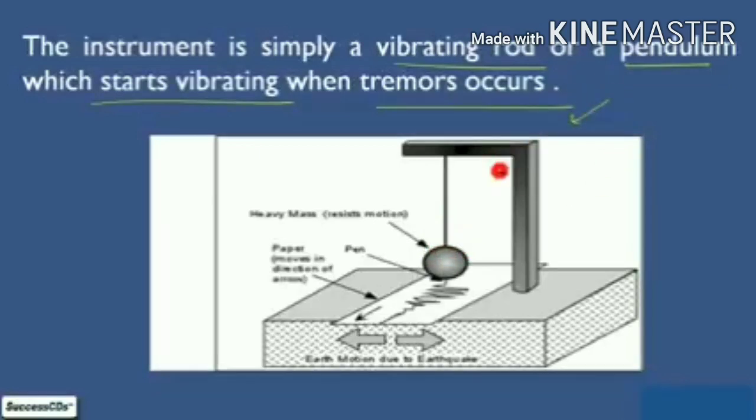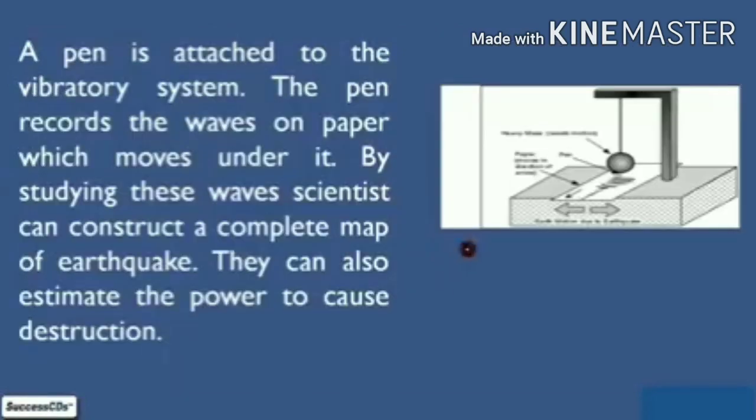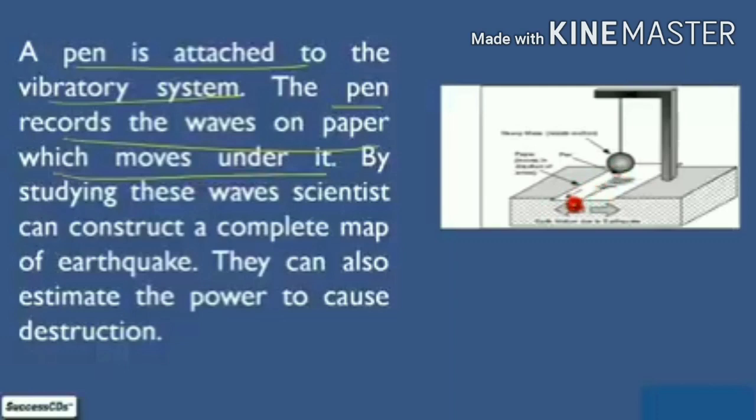What happens when a tremor occurs? Due to the vibration of the rod, this pendulum starts vibrating. Now, a pen is attached to the vibrating system. Here is a pendulum and there is a pen attached to it. The pen records the waves on paper which moves under it. There is a paper which is always moving. When the tremor occurs, this pendulum starts vibrating and the pen attached to it records the waves.